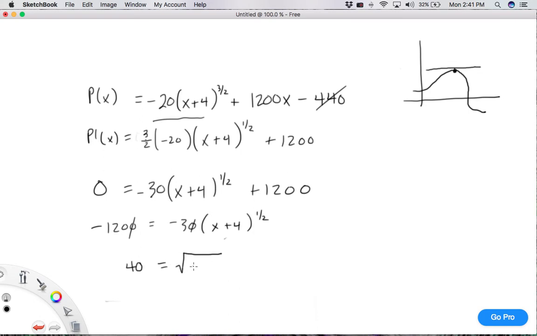That's actually square root of x plus 4. So then we square both sides. 1600 equals x plus 4. That means x equals 1596. So 1,596 units would be the point at which you're going to have a maximum profit. And that's going to be the answer for part B.